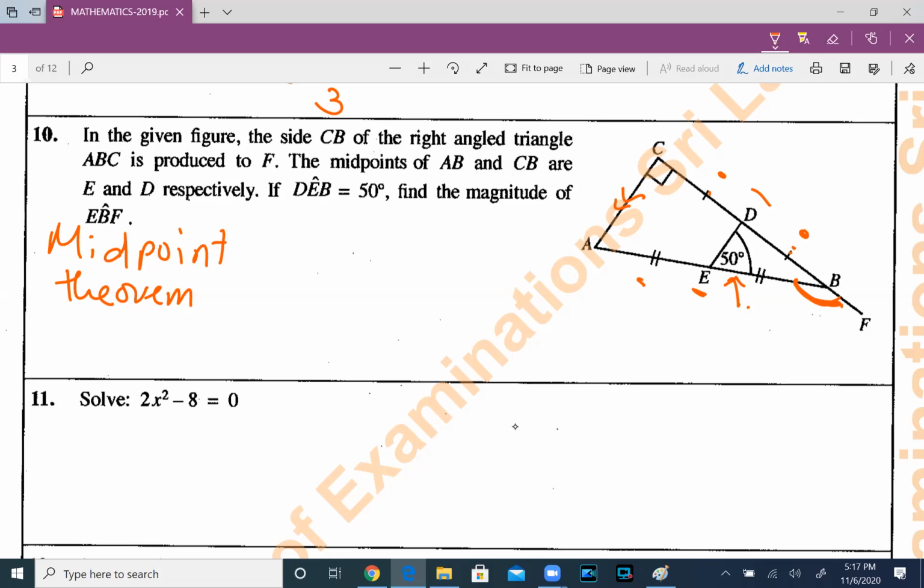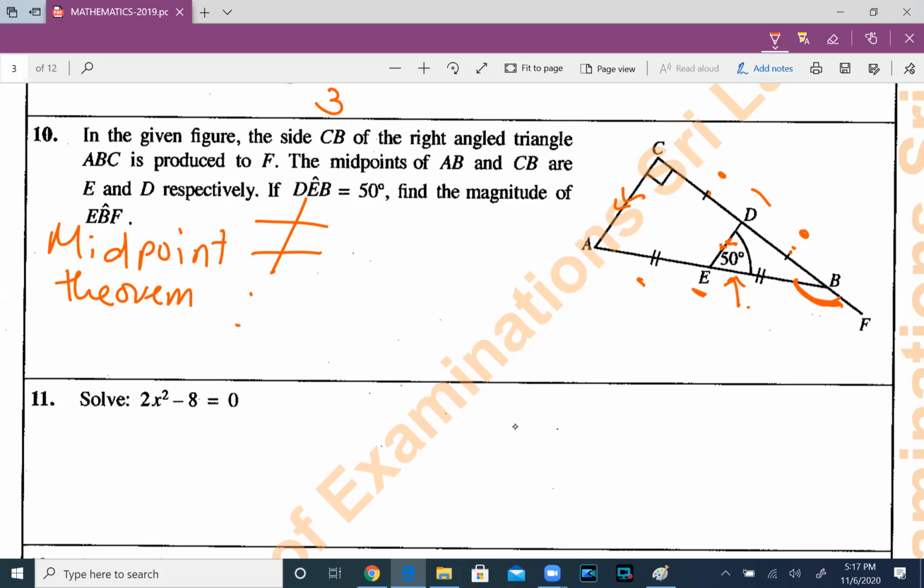So here we have a short time period, so I can tell you. The midpoint theorem is: the line joining the midpoints of two sides of a triangle is parallel to the third side and also equal to half of the third side. If it is a parallel line, alternate angles are equal, corresponding angles are equal, and allied angles add up to 180.